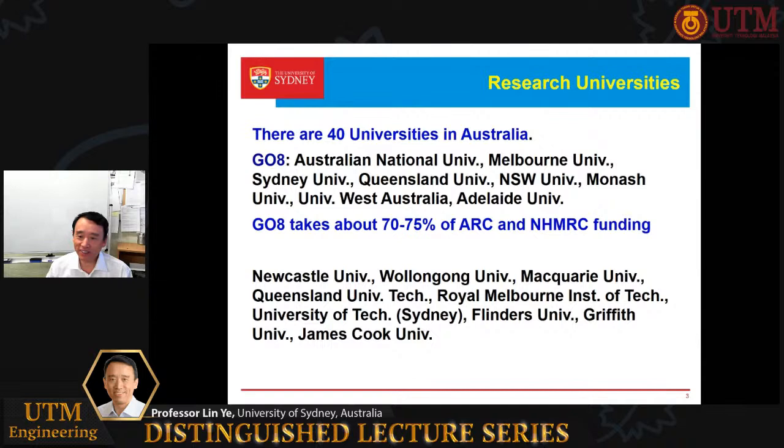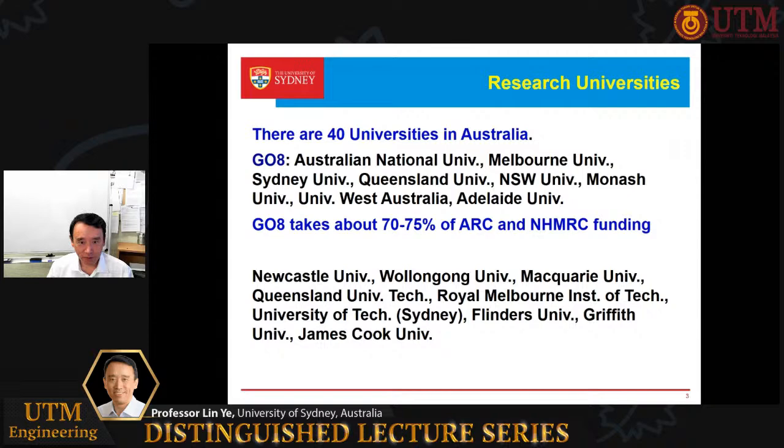Then Queensland University of Technology in Brisbane, and the Royal Melbourne Institute of Technology in Melbourne, whose background is really aerospace technology. Then we have the University of Technology Sydney. And then you have Flinders University in Adelaide. Griffith University, also in Brisbane. James Cook, I think that is in Townsville, really in the north of Queensland.